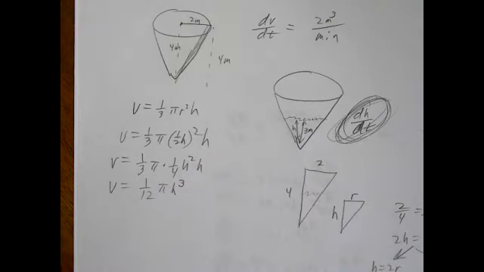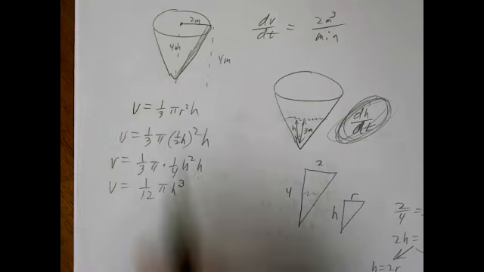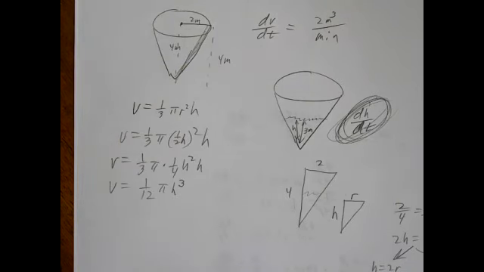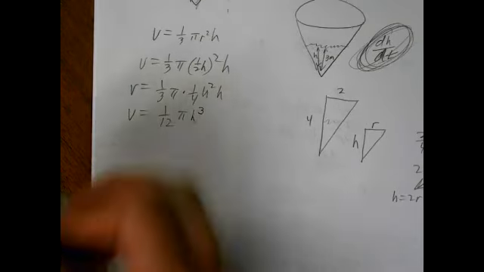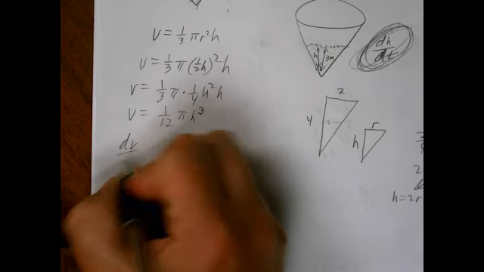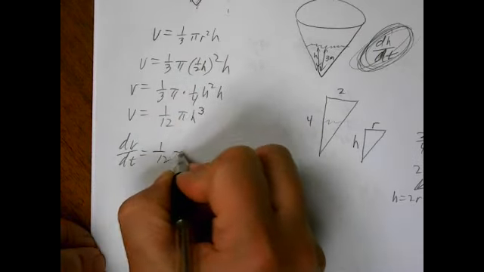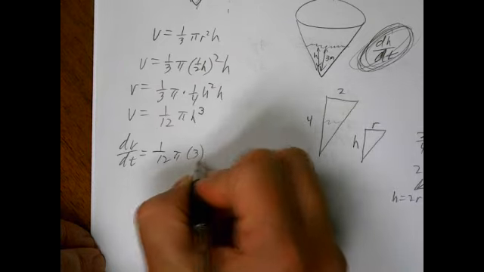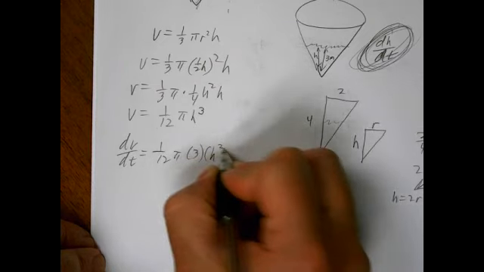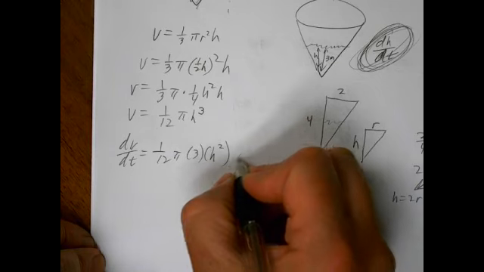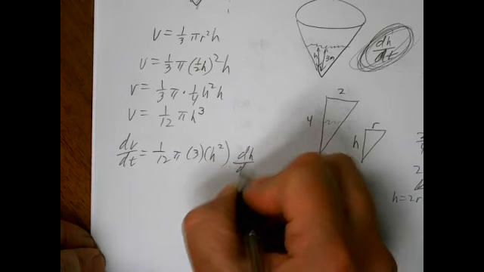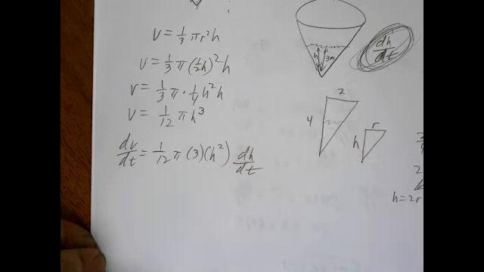There's the volume formula for this specific cone-shaped water tank. All right, so now I can figure out how things are related. I can take the derivative of volume with respect to time, and that's going to be the 1/12 pi. The 3 comes down, power gets reduced, chain rule gives us the dH dt.